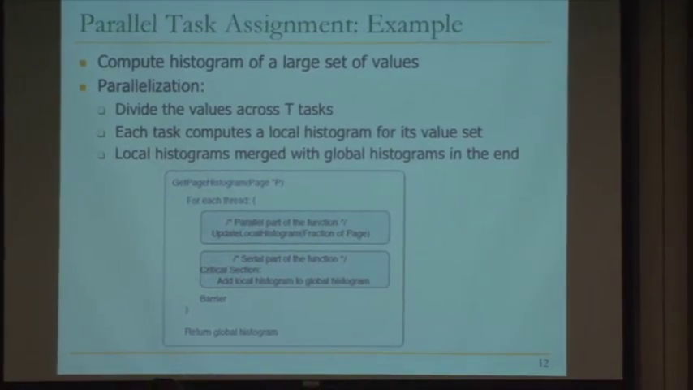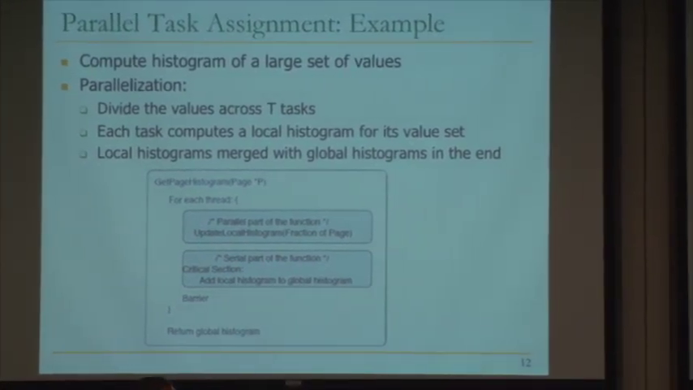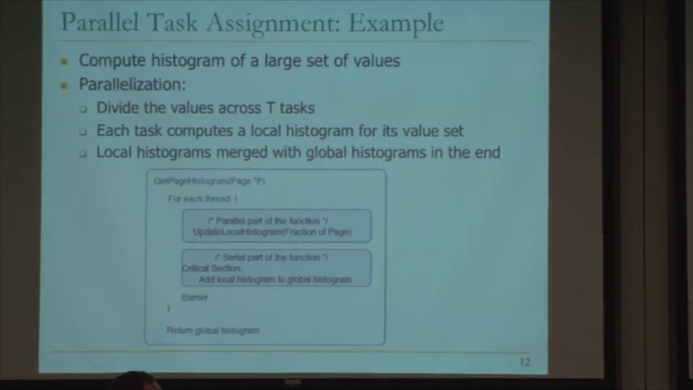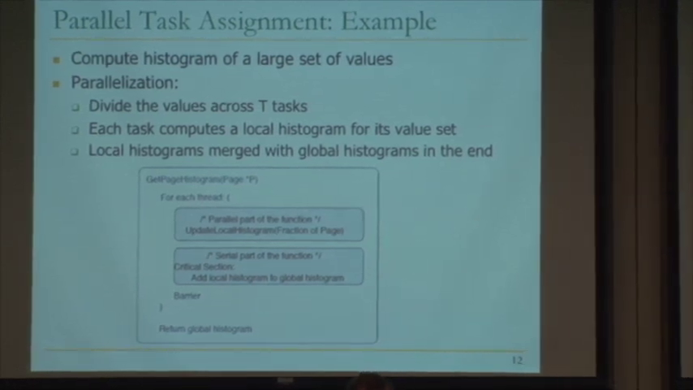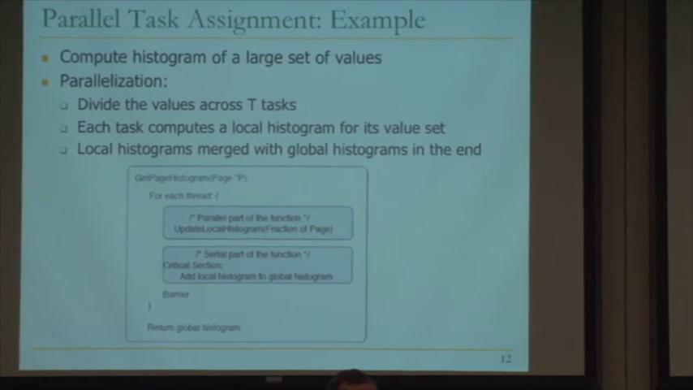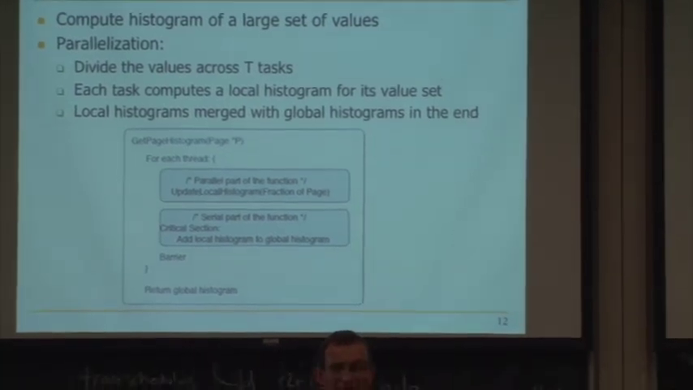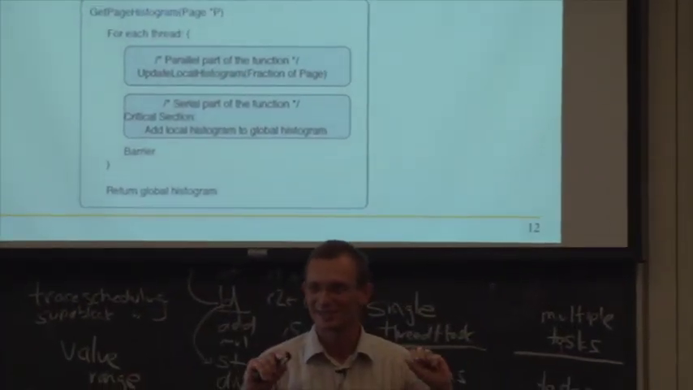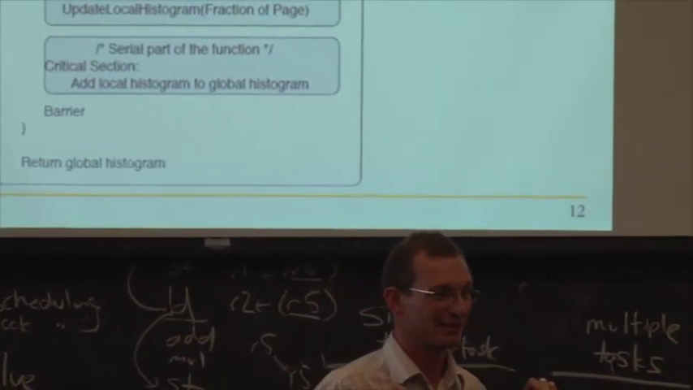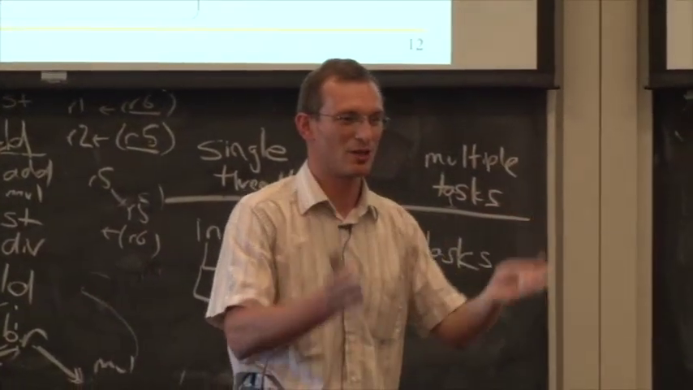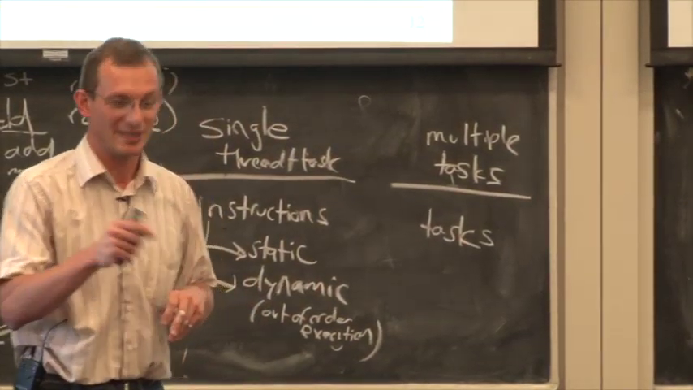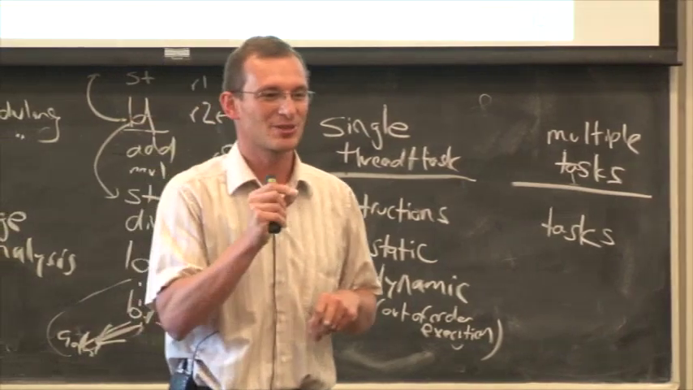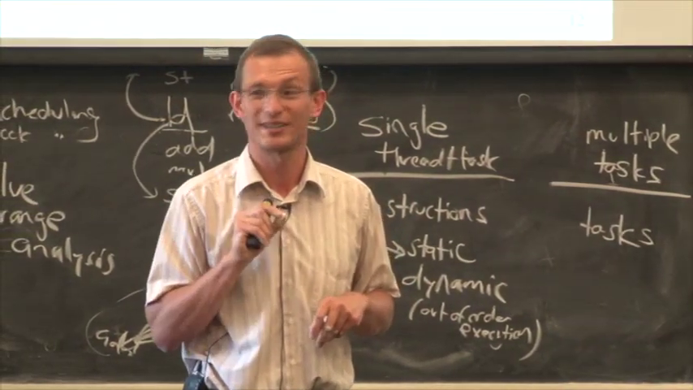This is a pictorial or high-level view of a program that computes a histogram of a large set of values, if you will. You could think of this as counting the number of occurrences of each letter in a book. You could divide the book into smaller pages, and each task can count the occurrences of each letter in a page, right?